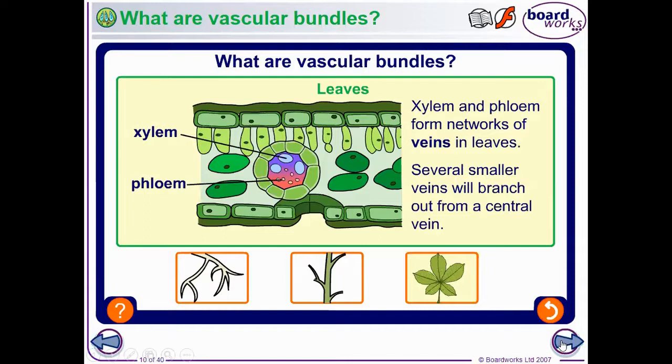So what are vascular bundles? In our leaves, like I mentioned earlier, when we talk about the veins in the leaf of a plant, those are actually the vascular tissue. That's the vascular bundle. And that is how water and minerals get to the leaves of the plant. So the xylem and phloem form networks of veins in the leaf. Depending on the type of plant you will have a main vein, and then you'll have branching veins coming off of the main vein. And all of those are part of this vascular bundle that supply water, minerals, and sugar for the plant.